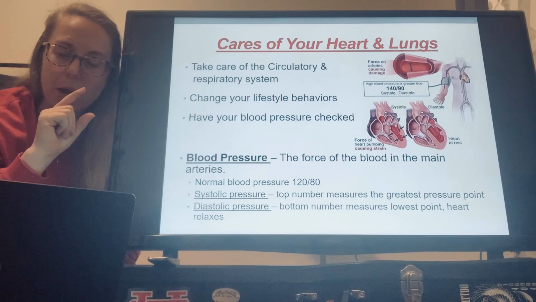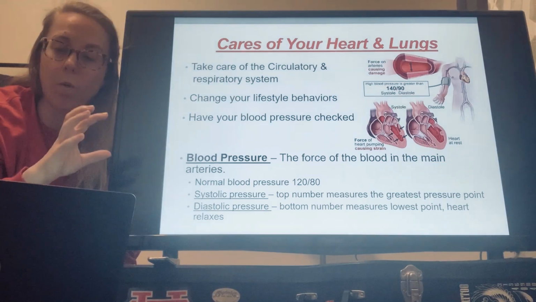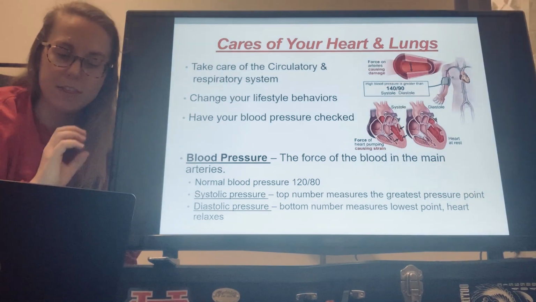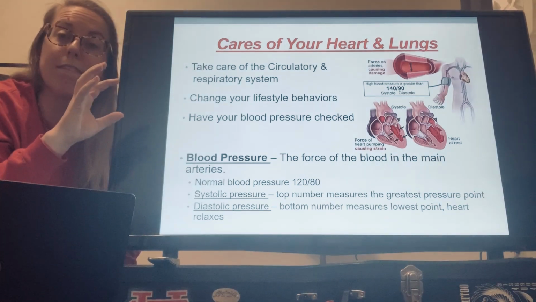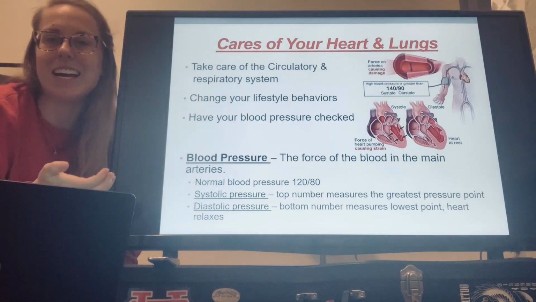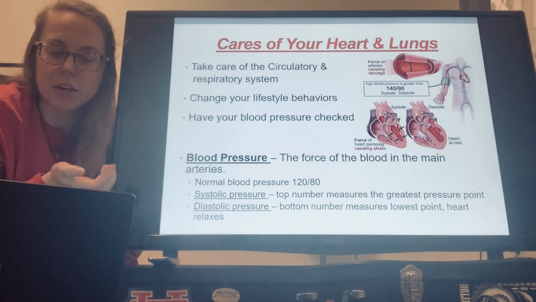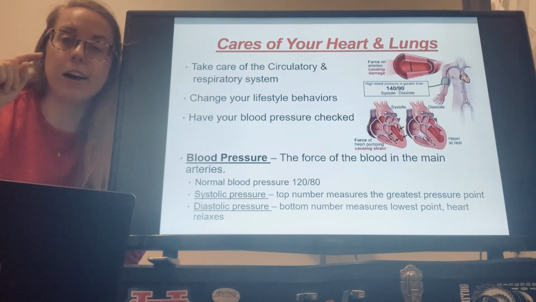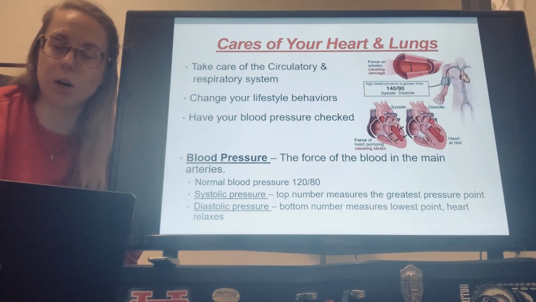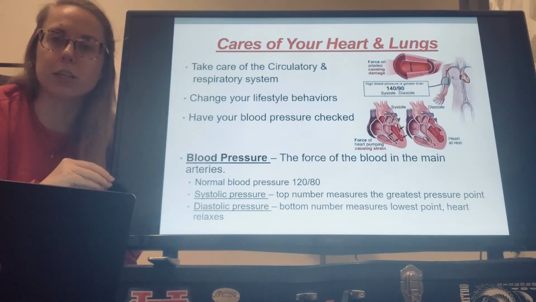Okay, the top number is measuring the greatest point of pressure. The bottom number is measuring the lowest point. So whenever the heart is fully relaxed, that's that diastolic number that we're talking about. So systolic over diastolic is how your blood pressure is written, and 120 over 80 is what we would consider to be a normal blood pressure.